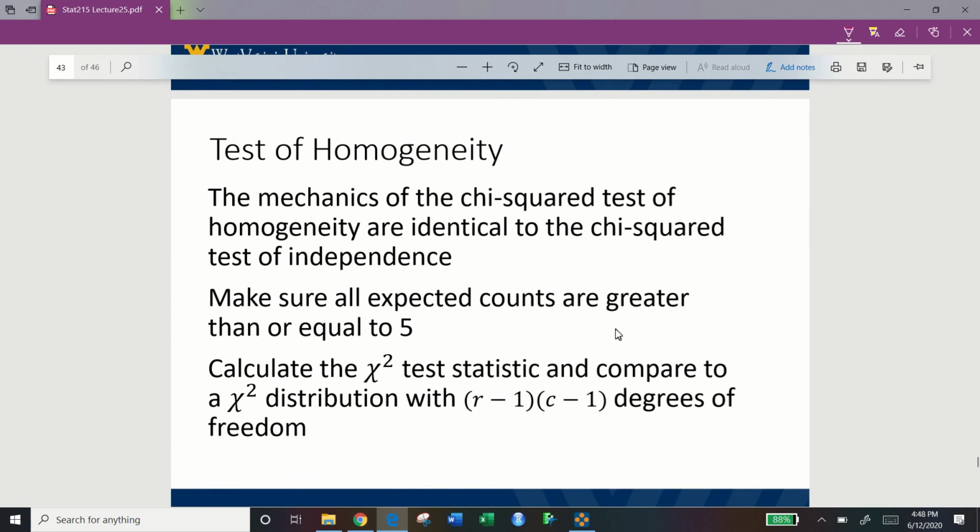So let's examine the test itself. The mechanics of the chi-square test of homogeneity are identical to the chi-square test of independence. We need to make sure all of our expected counts are greater than or equal to 5. We calculate our chi-square test statistic and compare it to a chi-square distribution with (r minus 1) times (c minus 1) degrees of freedom.